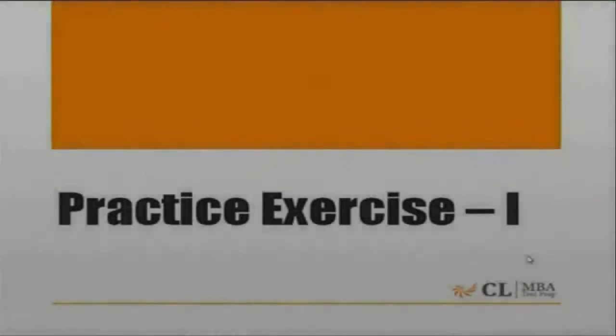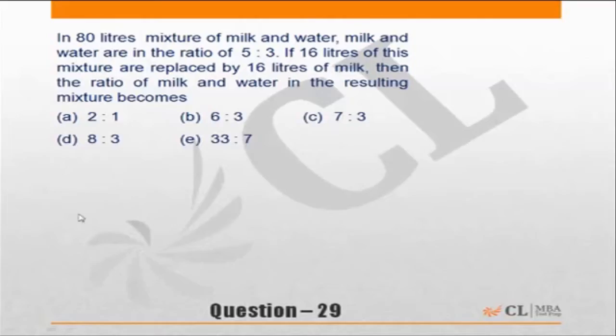Let's move to practice exercise 1. In 80 liters mixture of milk and water in the ratio of 5:3, 16 liters of this mixture is replaced by 16 liters of milk. Then the ratio of milk and water in the resulting mixture becomes, okay.